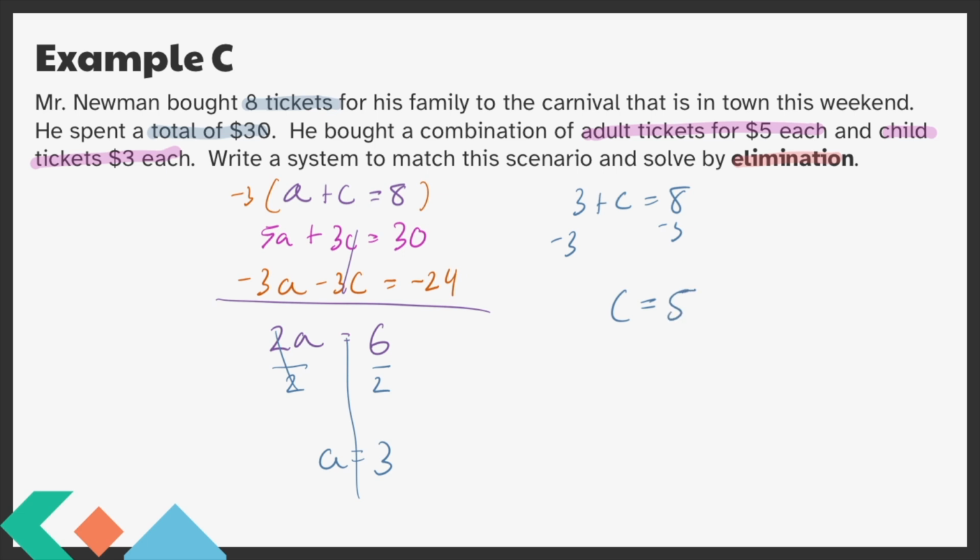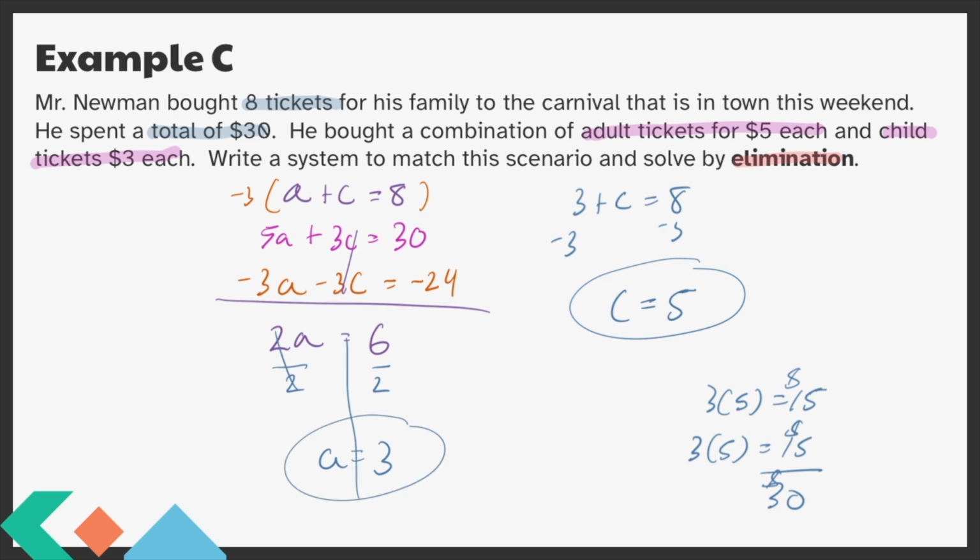So if we do 3 times 5 for the cost of the tickets, right? 3 times 5 is going to give us $15 for their tickets. And we know there are 3 adults and their tickets cost $5. So again, 3 adults, $15 for a total of $30. So we know everything we did worked out. All right, so we know that we've got 3 adults and we've got 5 children. Now let's move on to the next example.